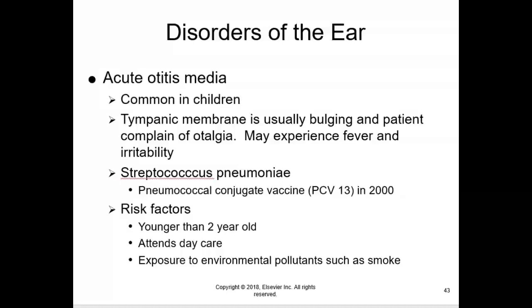So risk factors for the development of acute otitis media include an age younger than 2, attending daycare centers, and exposure to environmental pollutants such as tobacco smoke. When the provider looks into the ear to visualize the tympanic membrane with the otoscope, usually the tympanic membrane is bulging. The patient complains of otalgia or ear pain. They may have a fever and irritability. If it's a child who isn't talking yet, the provider may ask the parent if the child has been pulling on their ear, which can sometimes be a sign of ear pain also.